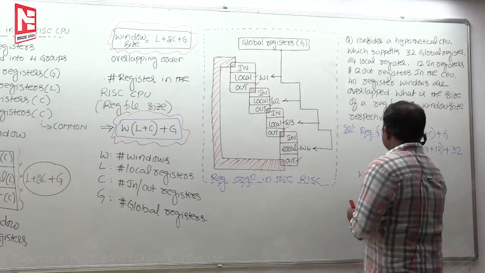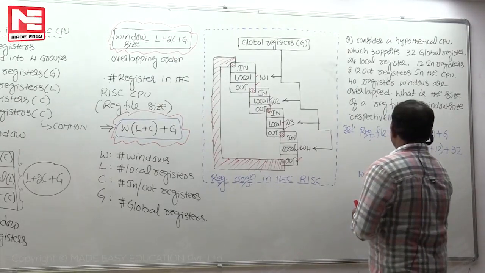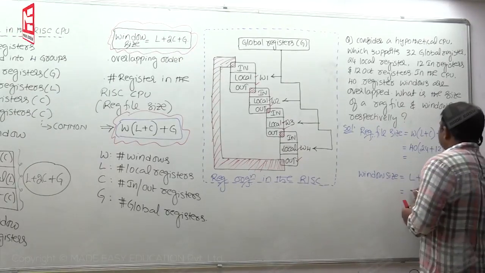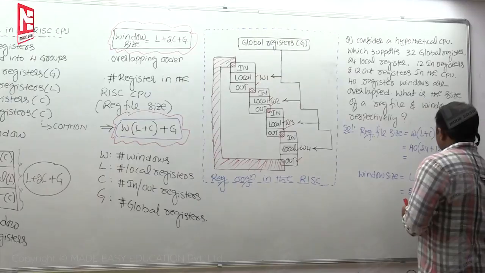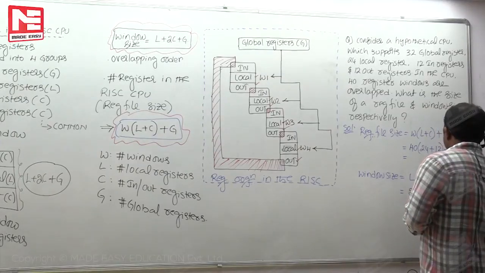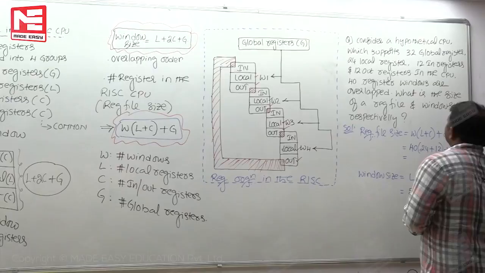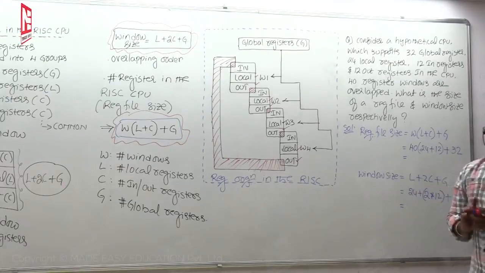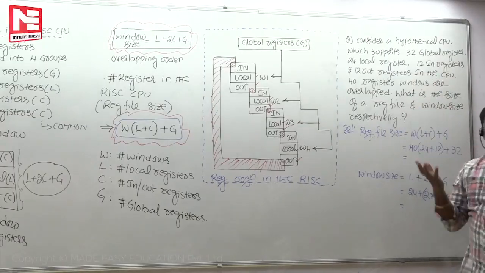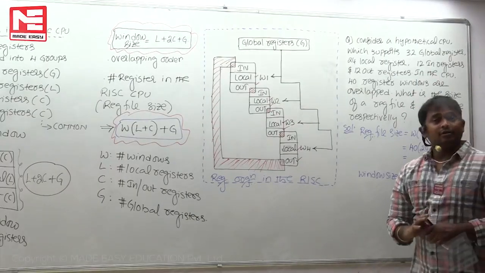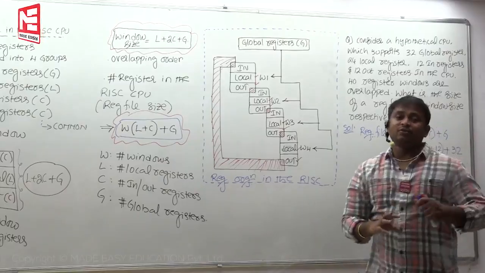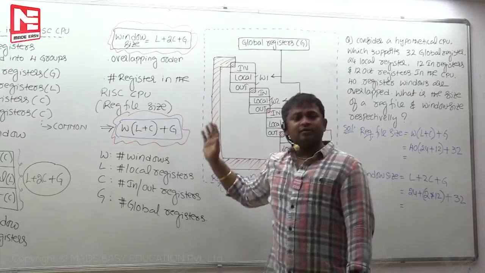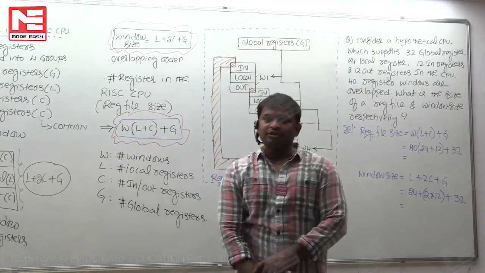Next, window size, that is L plus 2C plus G. Substitute: L 24, 2 into C 12, plus G 32. Compute this. Got the point? So like this, in the question, complete characteristics are given. We can directly answer the question if we remember the formulas. So that is the way of answering the question.